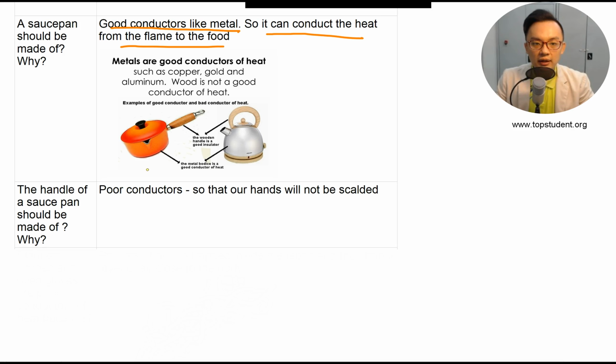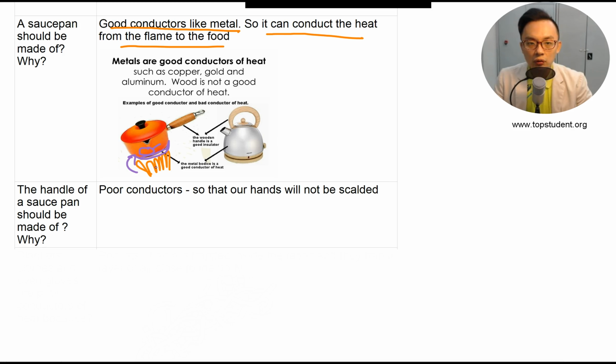So let's look at this saucepan, and I have some fire over here, and my food is inside. Let's say I have a drumstick. I want to cook my drumstick in this saucepan, and if I have a good conductor here, then I can conduct the heat from the flame to the food. But if I have a bad conductor, then the heat will not be able to reach the food, and that's not good, right?